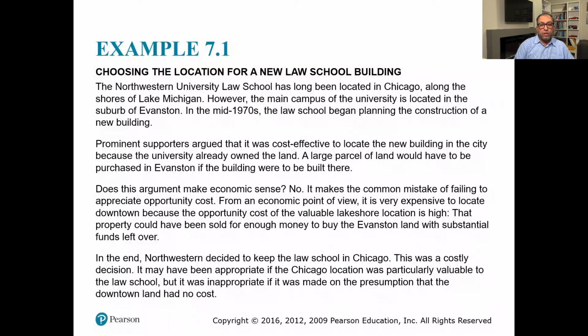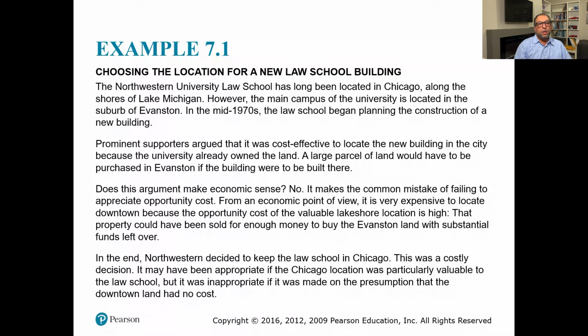So the Northwestern University Law School has been located in Chicago along the shores of Lake Michigan. However, the main campus of the university is located in the suburb of Evanston. In the mid 1970s, the law school began planning the construction of a new building. Prominent supporters argued that it was cost effective to locate the new building in the city because the university already owned the land which is in the main city. A large parcel of land would have to be purchased in Evanston if the building were to be built there.